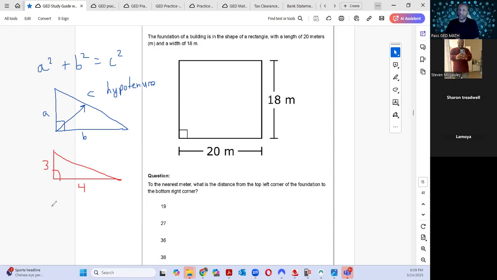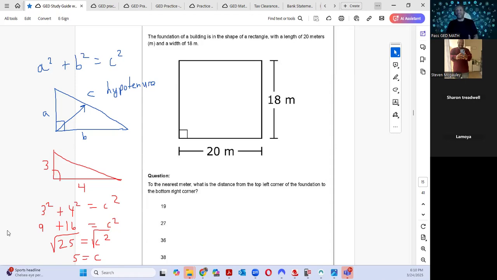Since we don't know C, and it's always the longest side, the hypotenuse is always the longest side. So we get 3 squared plus 4 squared equals C squared. 9 plus 16 equals C squared. 25 equals C squared. What is the inverse operation of squaring something? Square root. So if we take the square root of both sides, we get C equals 5. Now, if you knew, like I just told you, 3-4-5, we already knew it was 5, but I just wanted to show you how this formula works.